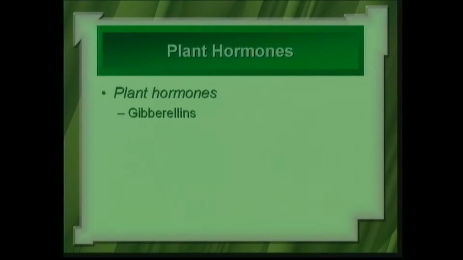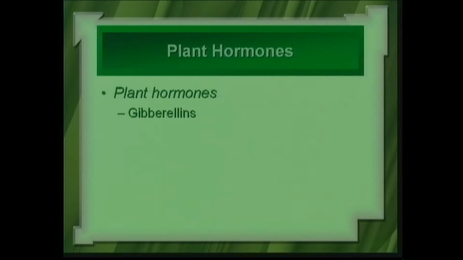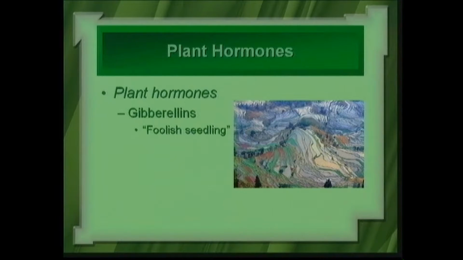Now, another kind of hormone that is very important in the development of plants are called gibberellins. Here we have the nice structure of it too, a beautiful animation. So I have gibberellic acid, GA. These gibberellins are responsible for something called foolish seedling. It was discovered by a man named Yabuta, a Japanese scientist, and he first observed it in rice seedlings that were infected with a fungus.